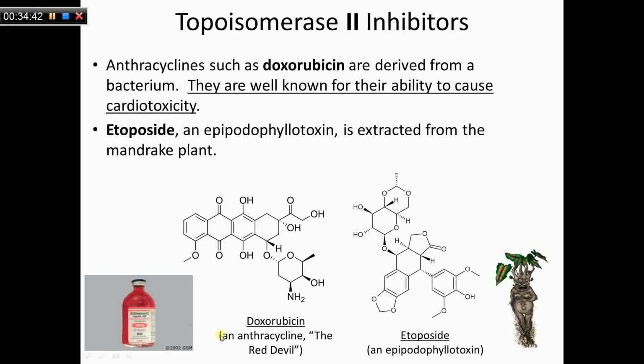Okay, and then we have doxorubicin, which is considered an anthracycline drug. So there's doxorubicin and daunorubicin as anthracycline drugs. Some people call it the Red Devil or the Red Death. If you know anything about nomenclature in other languages, rubicin stands for this red color. So it is literally red in the bottle as it's being administered to a patient.